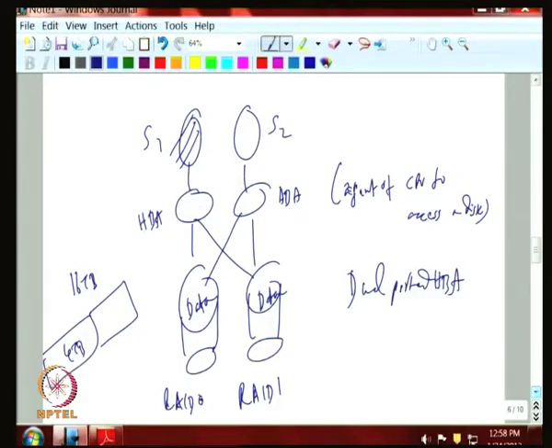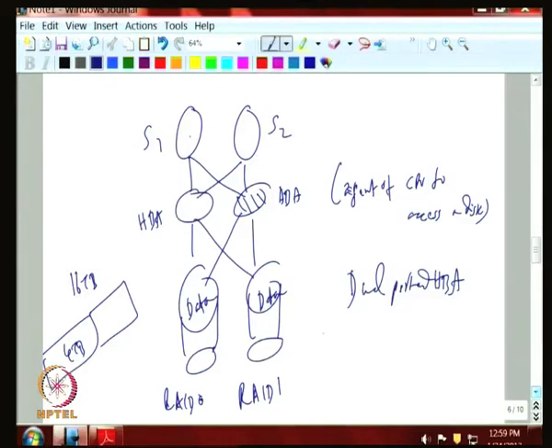Similarly, HBA also can fail, this also can fail, right? That means that you need to have, okay, you might have dual ported systems here. Okay. So you will find that there are multiple paths around, so that in case there is a failure at the server, HBA or data, you can survive those things. Okay. This is what is called highly available storage.